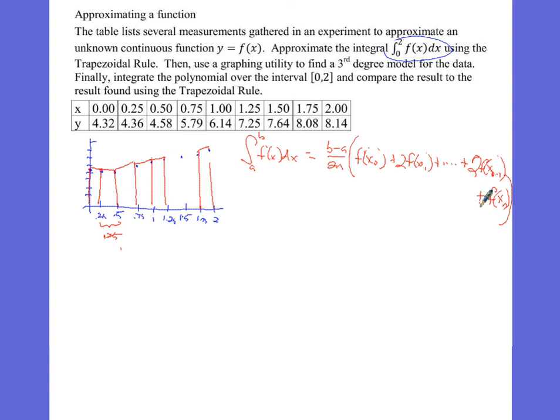Okay, so we should start identifying parts in our problem here. We know that we need the 1/2. We know that we need b minus a over n, which just gives us delta x, but we already know delta x. What is it? Okay, so that is delta x equals 0.25.